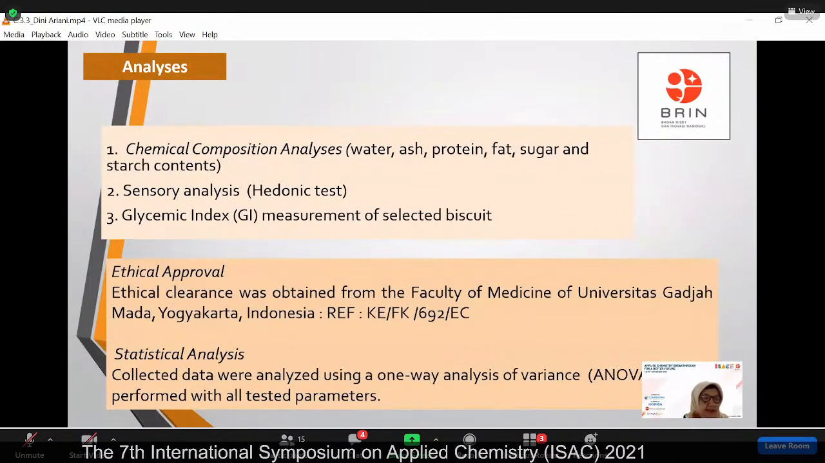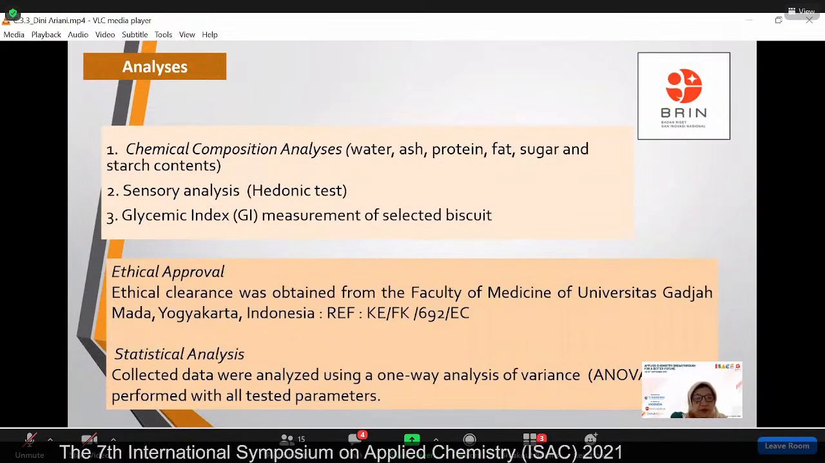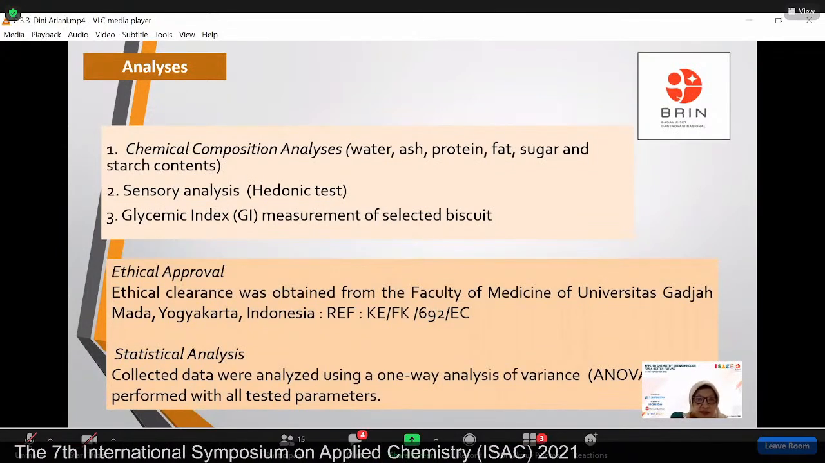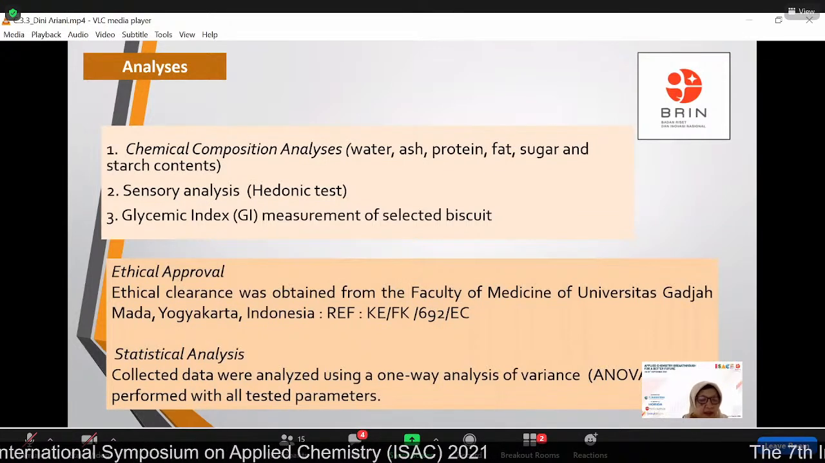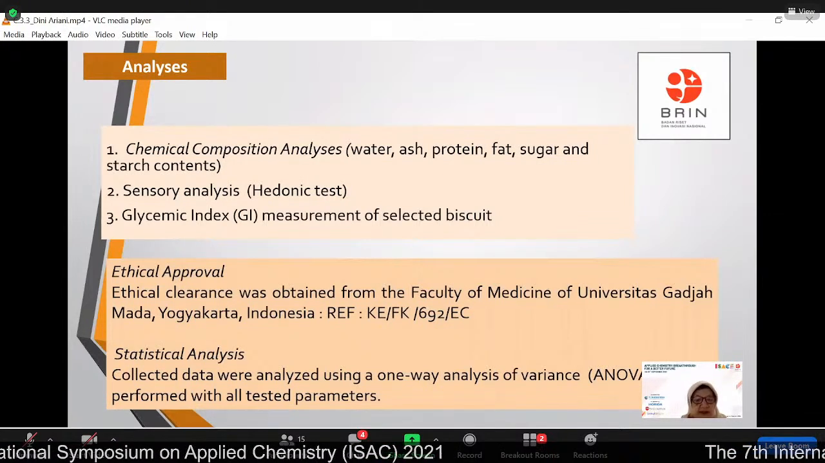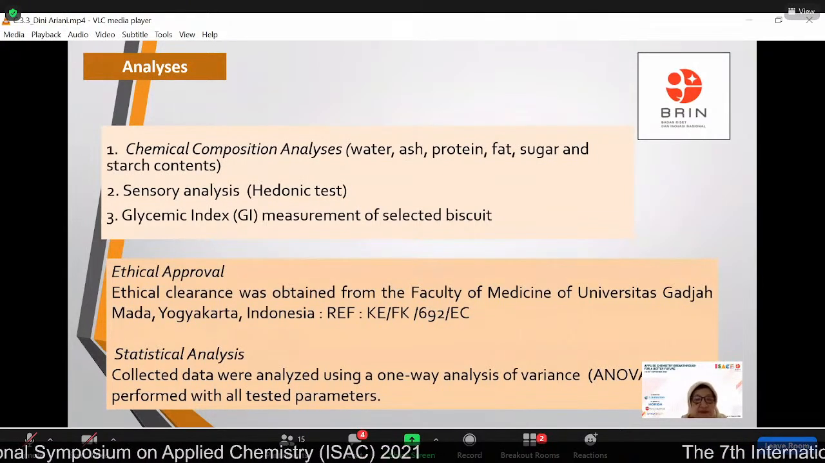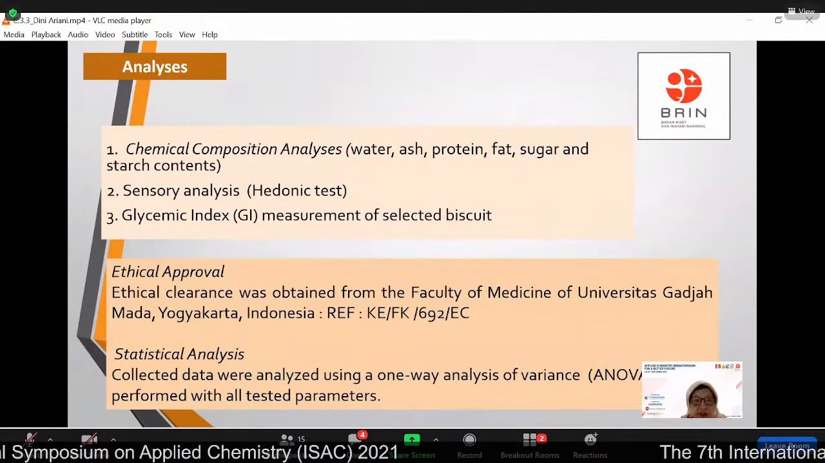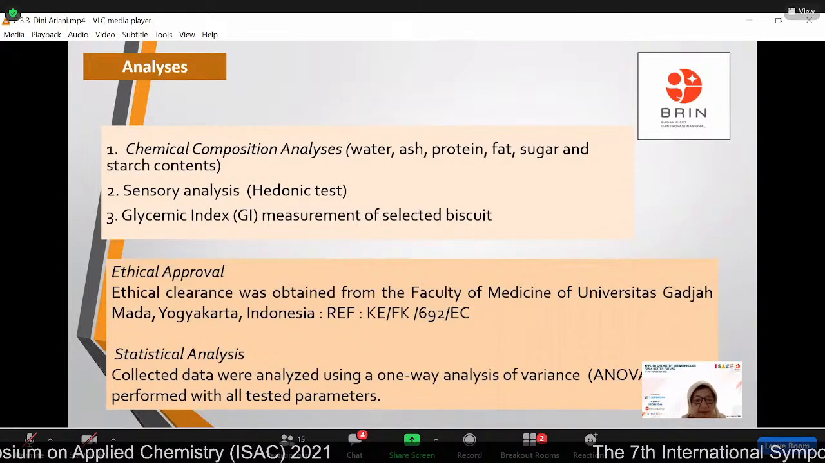For the analysis, to get a selected biscuit, we analyzed nutrient composition like water, ash, protein, and fat, and compared with commercial biscuit and SNI diabetic biscuit. And also we did a sensory analysis of these biscuits using a hedonic test.